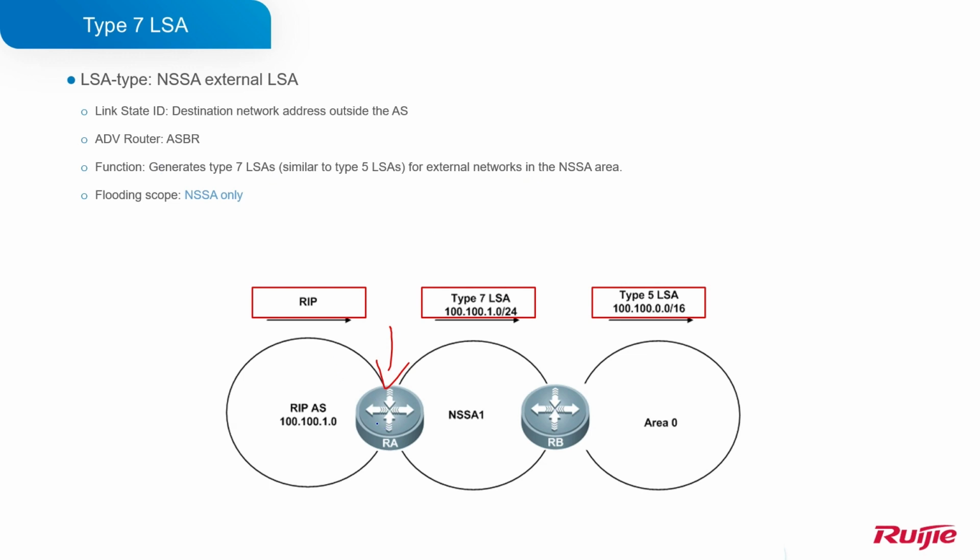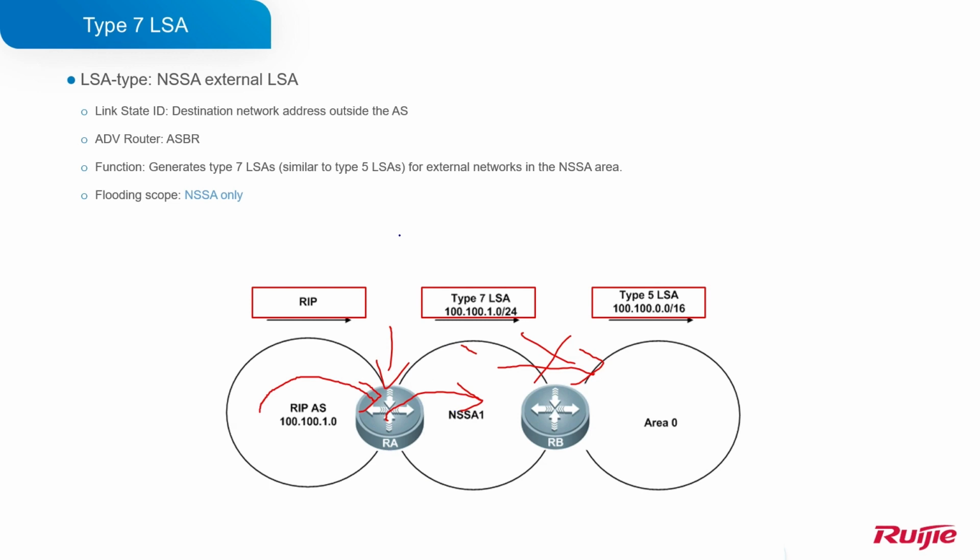So here, the I device connects with the AS. For this AS, we use the RIP protocol, and the RIP protocol will send the routing information to RA, and then we do the redistribution on RA, and then the RA will transmit the external information to an NSSA area, right? Okay, so this is the Type 7 LSA. Okay, so the Type 7 LSA actually cannot be transmitted to another area, it can just flood within an NSSA area.